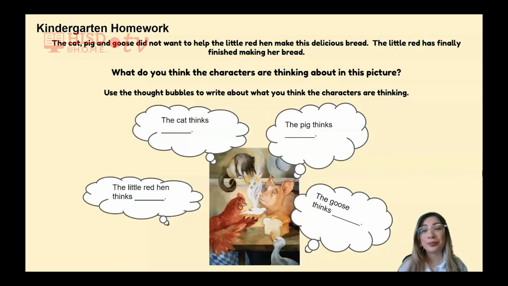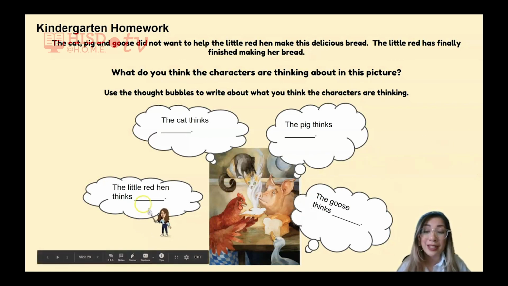Homework for kindergarten. The cat, pig, and goose did not want to help the little red hen make this delicious bread. The little red hen has finally finished making her bread. What do you think the characters are thinking about in this picture? Use the thought bubbles to write about what you think the characters are thinking.